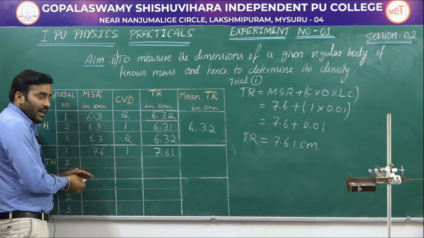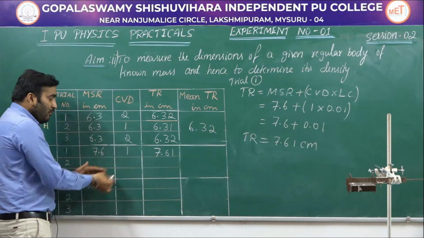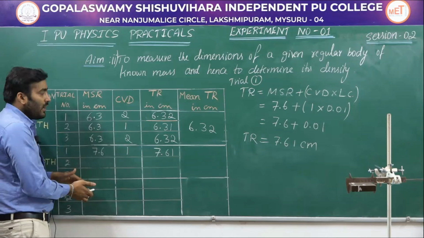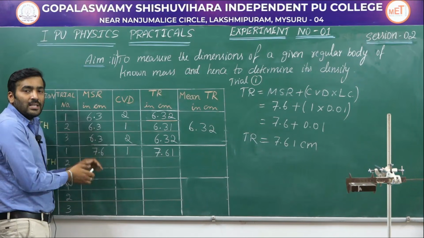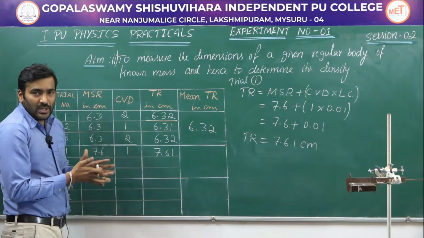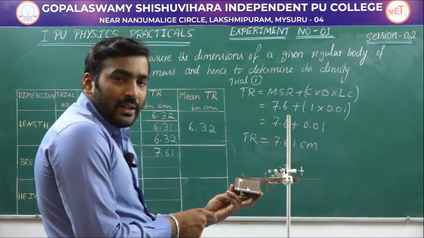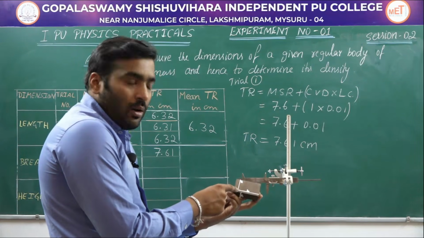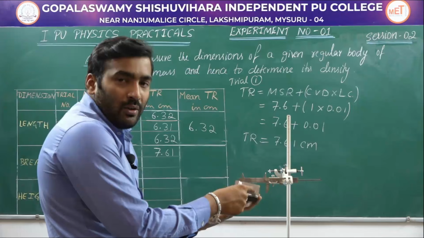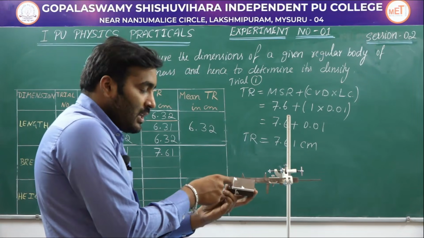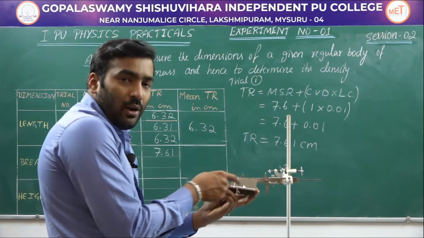Now, let us find the main scale reading and CVD for the 2 more trials, the second and third trial, by changing the position of the object. Now, let us change the position slightly. And do not forget that you should always keep the object along this breadth only. While calculating the breadth, you should always keep the object along the breadth.